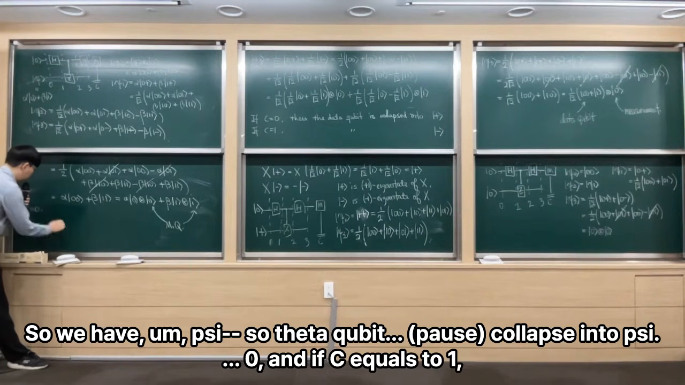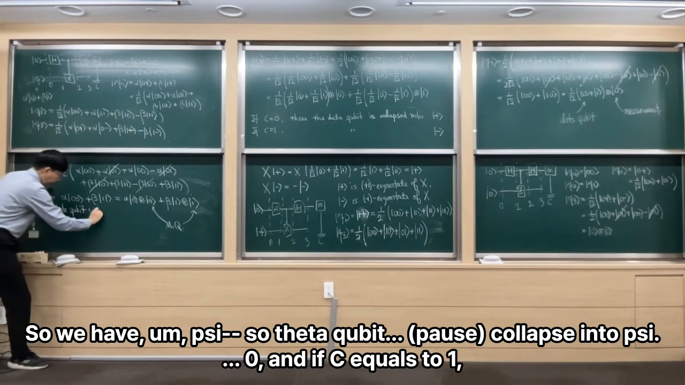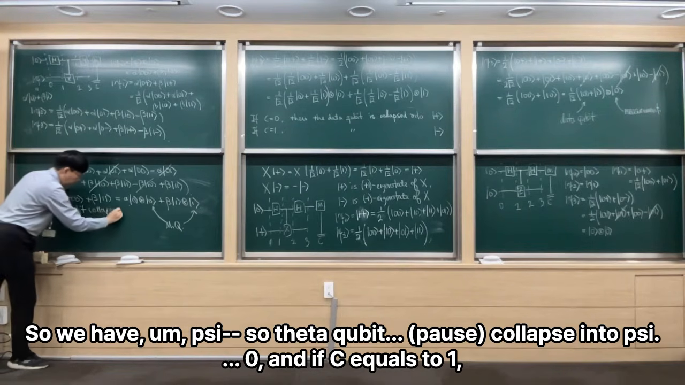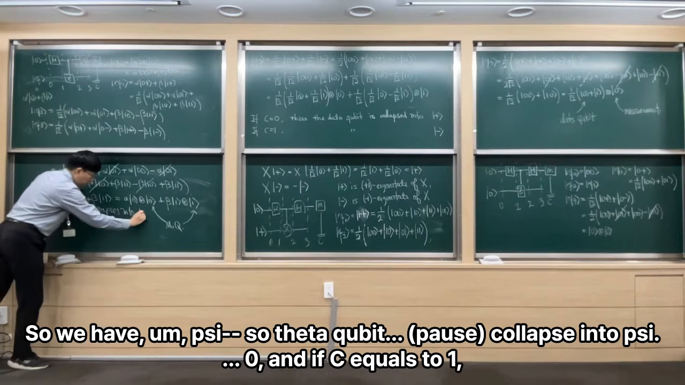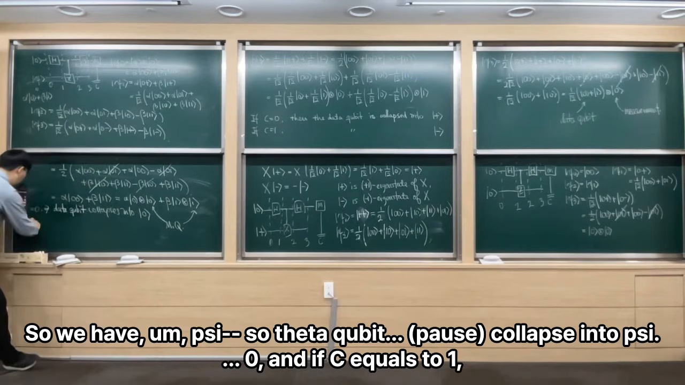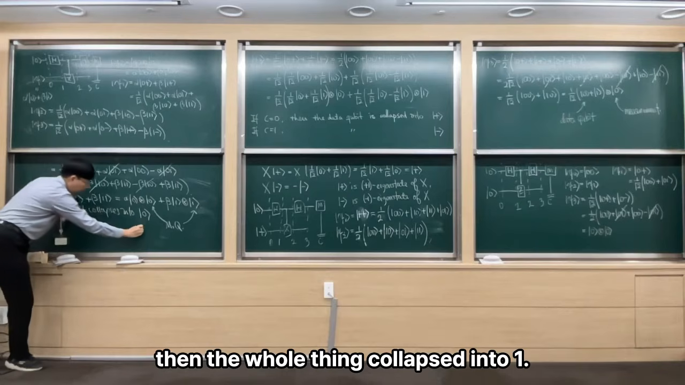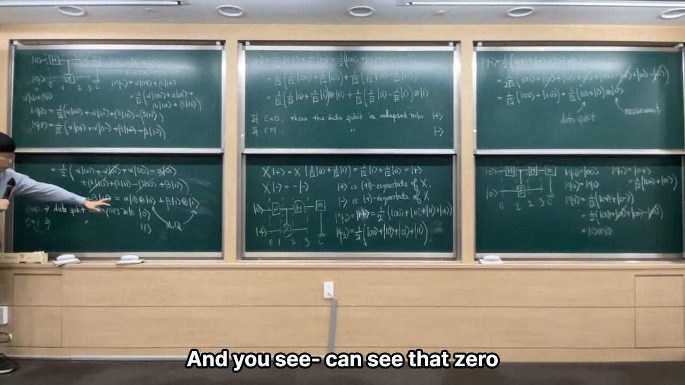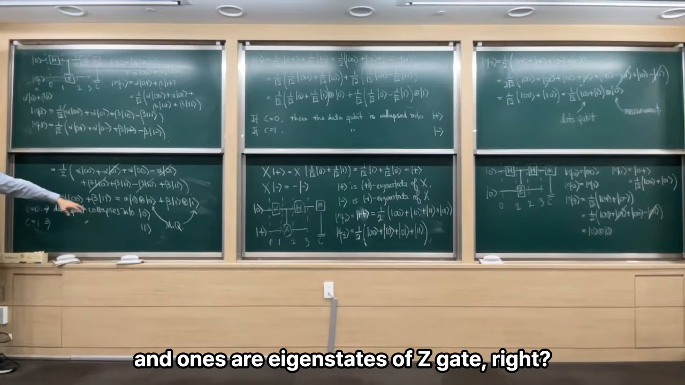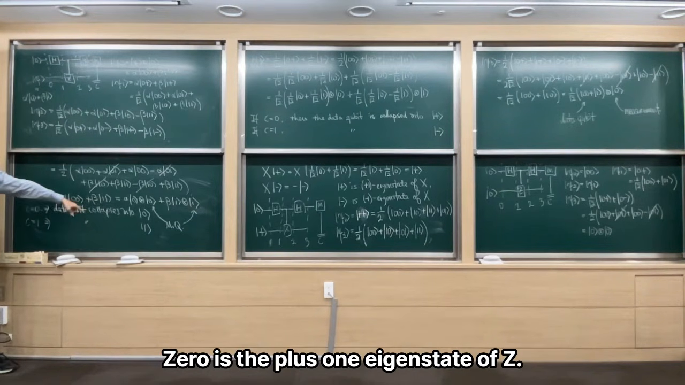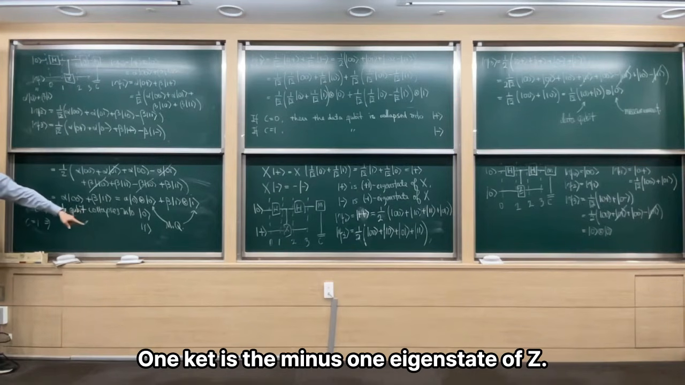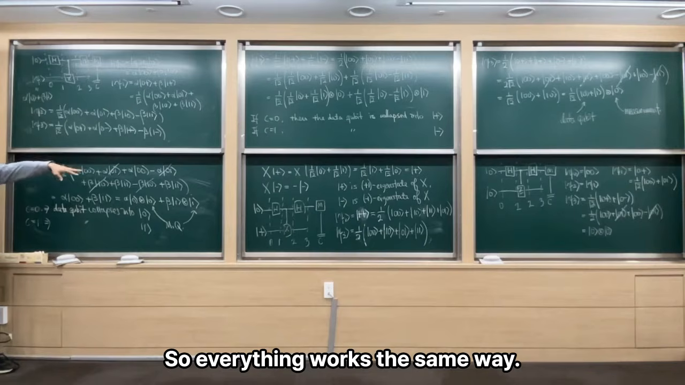So the data qubit collapses into 0, and if C equals 1, then everything collapses into 1. And you can see that 0 and 1 are eigenstates of the Z gate, right? 0 is the +1 eigenstate of Z. 1 is the -1 eigenstate of Z. So everything works the same way.